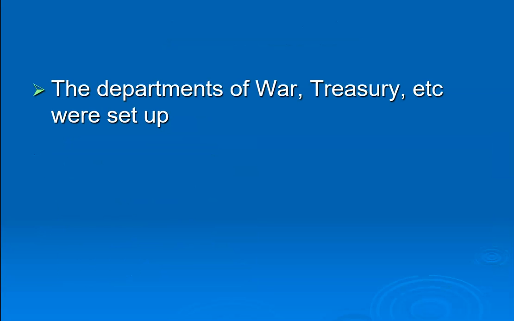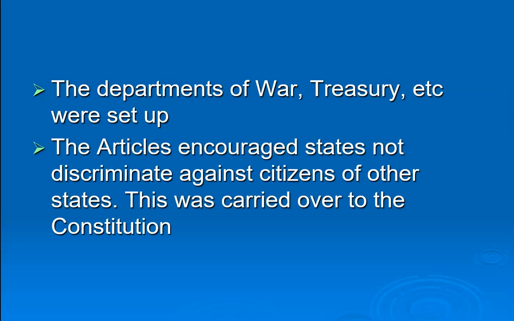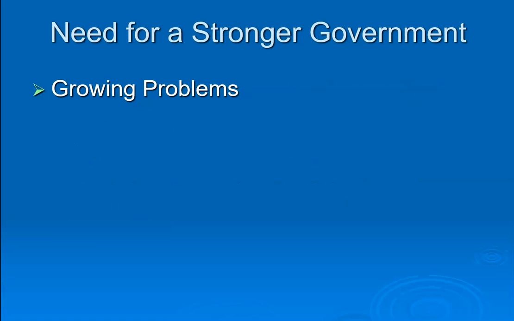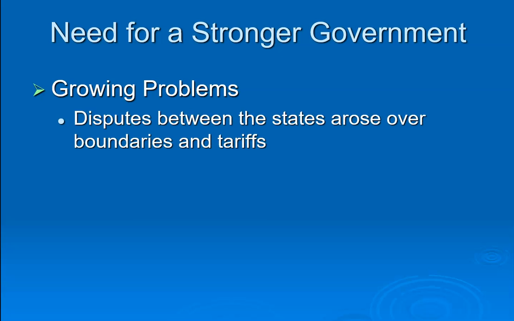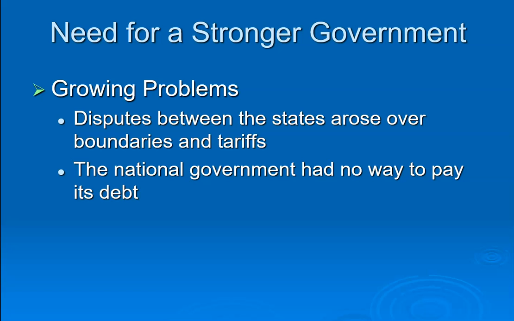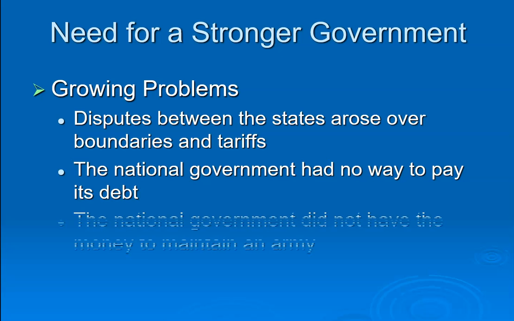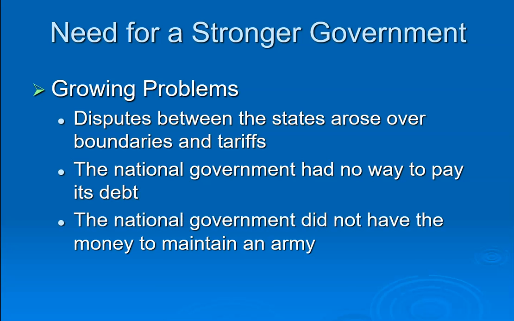The Departments of War, Treasury, etc. were set up under the Articles. And the Articles encouraged states not to discriminate against citizens of other states, and this was carried over to the Constitution. But there were problems. Disputes between the states arose over boundaries and tariffs. The national government had no way to pay its national debt, and did not have the money to maintain an army.